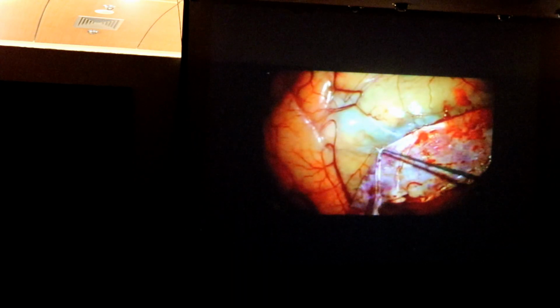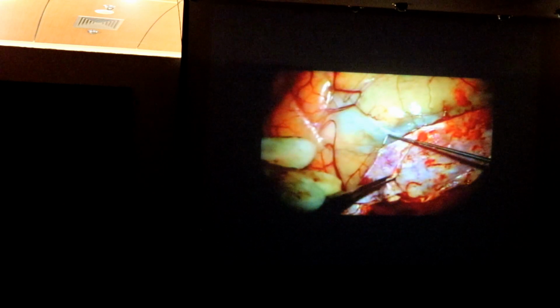So I position the patient so that when I deliver the cyst, it will fall down. I position the patient this way so that when I manage it, it will fall down. I give it a gravity effect. Here I'm separating the dura of the brain, and you can see the lining of the cyst.